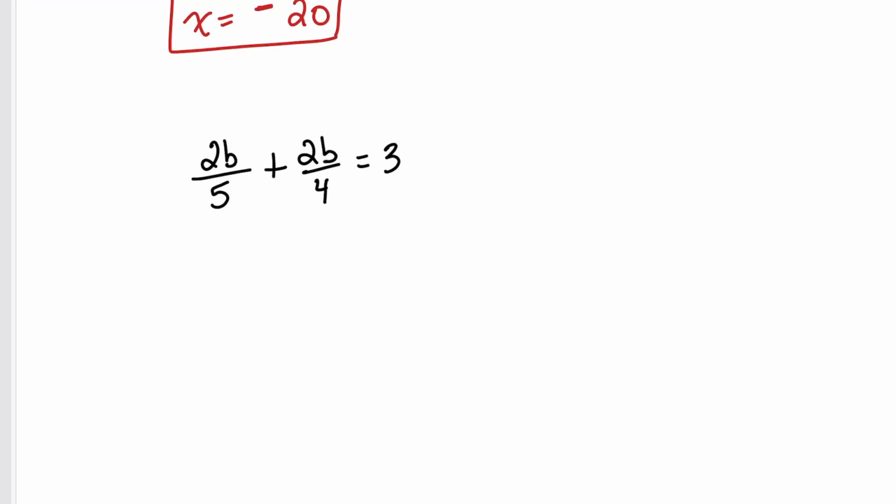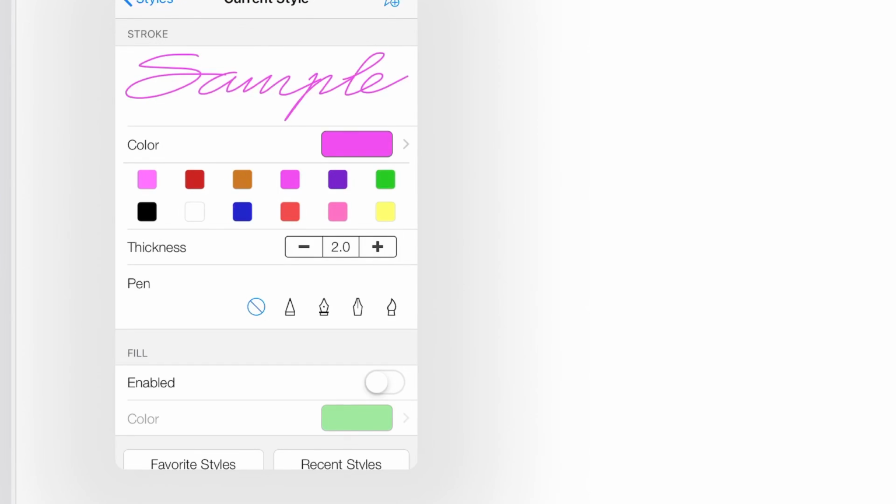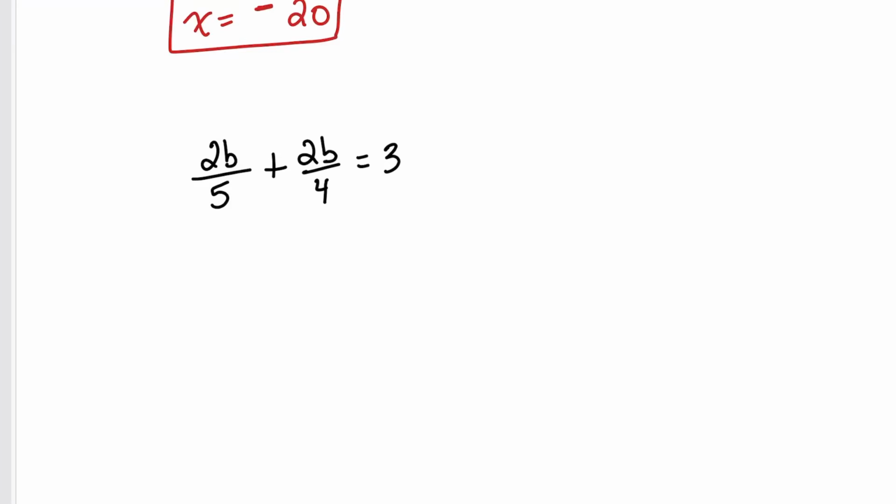Now, I have two fractions and I don't have a common denominator. Yes, I could find a common denominator. The common denominator between 5 and 4 would be 20. But what that tells me is that I can use that to get rid of my fractions. So I multiply this side by 20, and I multiply that side by 20. 3 times 20 is going to give me 60.